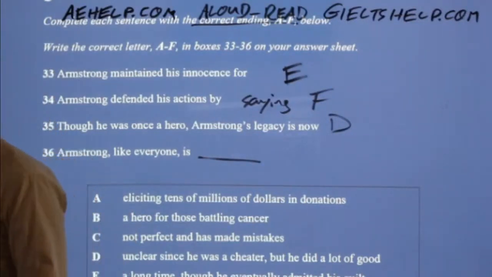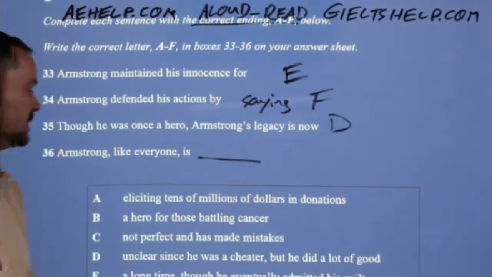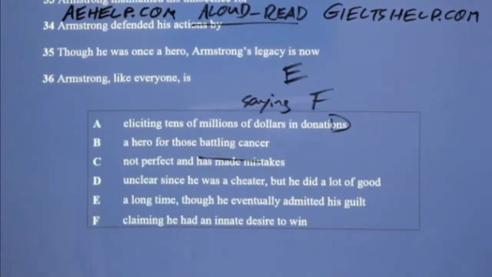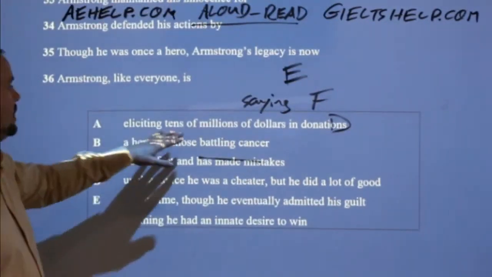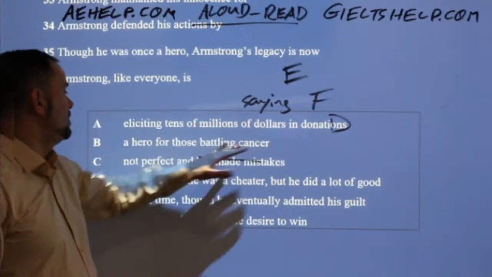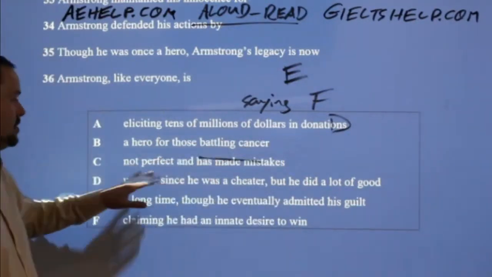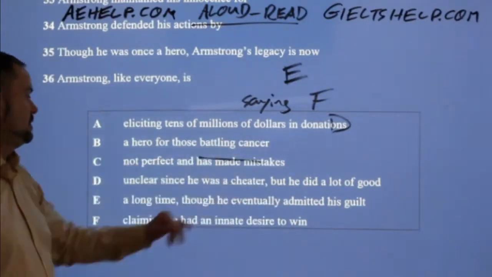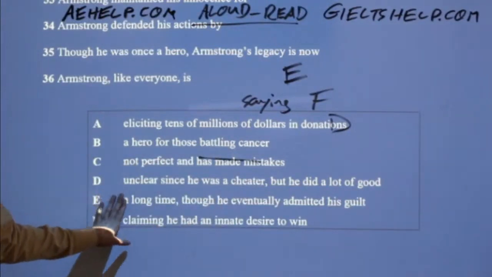Armstrong, like everyone, is what? It's human, yeah. That's the word I would choose. So, eliciting tens of millions of dollars, a hero for those battling cancer, not perfect and has made mistakes, unclear since he was a cheater.